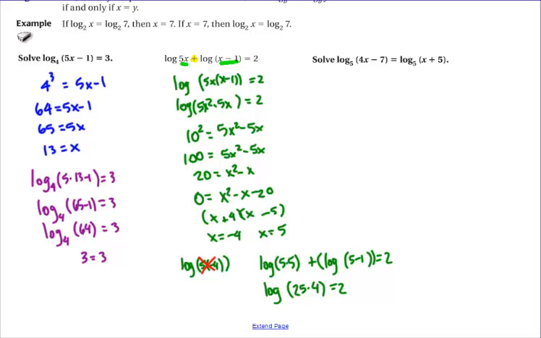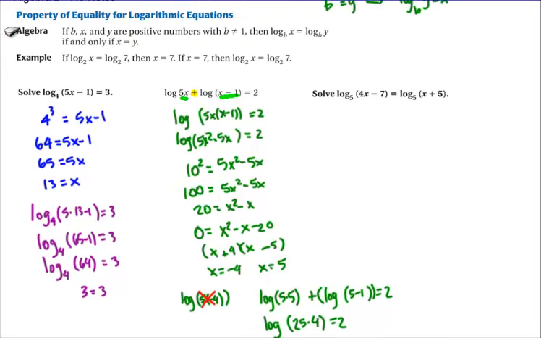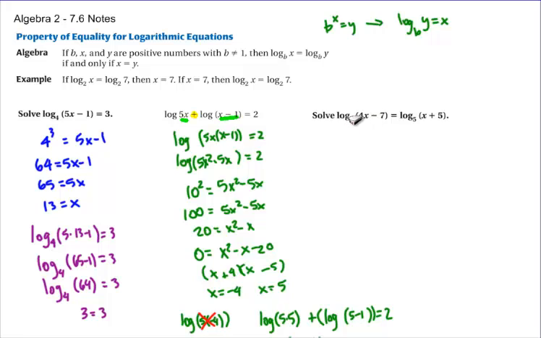On this last one, this goes back to that first property that we were talking about today. And notice that my bases are the same on both sides of the equality. So I've got a base 5 here and a base 5 here. What that means is I can set the insides equal to each other. And so when I do that, I'm going to end up with 4x minus 7 equals x plus 5. And this is 3x minus 7 equals 5. And this is 3x equals 12. And x equals 4.